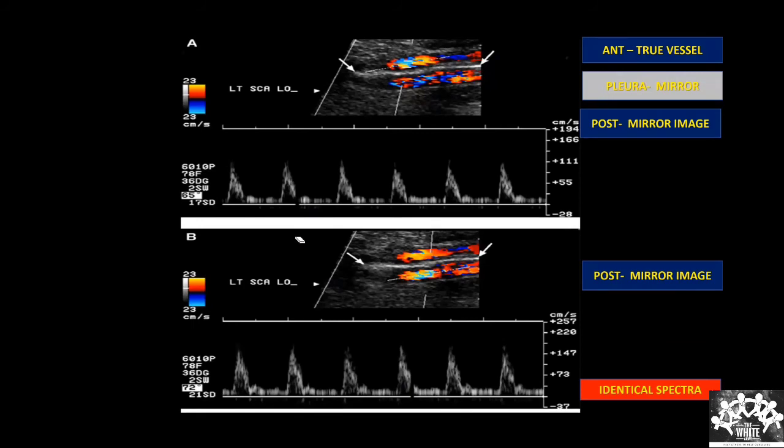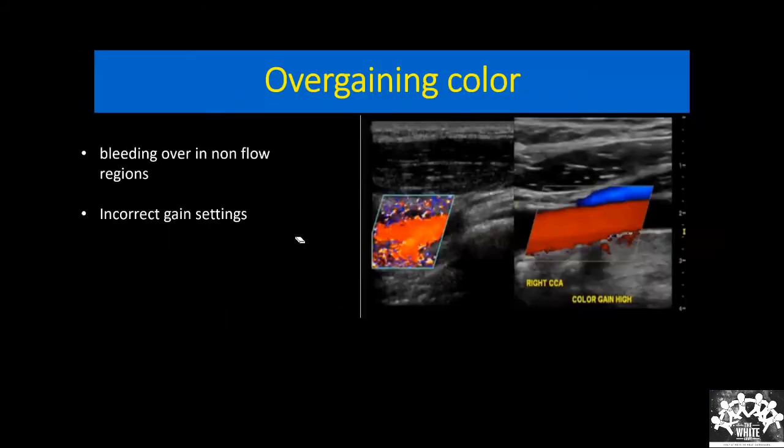I have taught you all this. So what do you think whenever you see something like this? This is a blood vessel. Outside the blood vessel, you are seeing some color taking up. Yes, it is similar to the thrill that you feel when you palpate a stenosis.